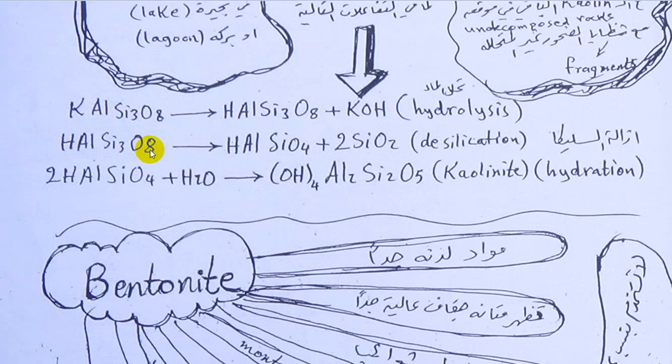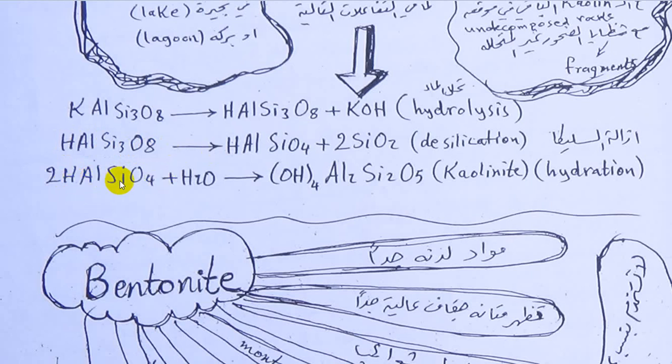HAlSi3O8 results from the first step of the chemical technique, as you can see. This formulation then goes through the technique of distillation, as indicated right here: HAlSi3O8 gives HAlSiO4 plus 2 SiO2. This relation is introduced to this compound, as indicated by the following chemical formulation of the HAlSi3O8, as shown right here.